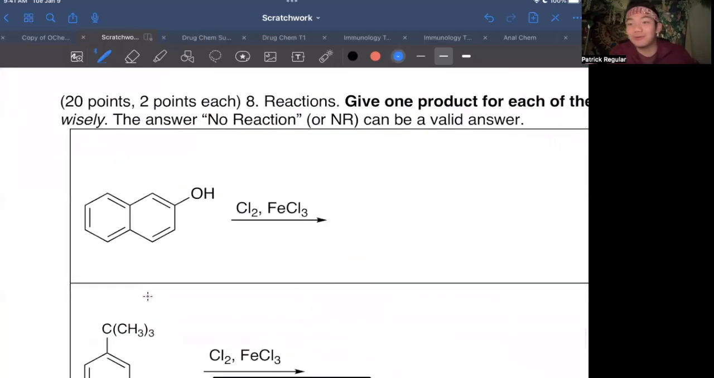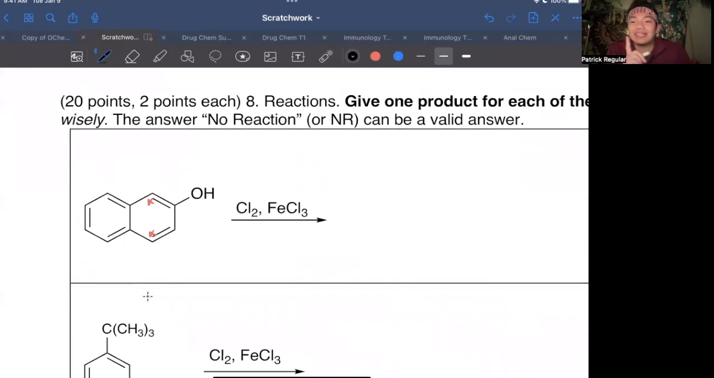Here we have a naphthalene and an activating group. So where will it add? We're chlorinating it. So we know we want to add to one of the alpha carbons on the same ring because of an activator. Well, the product.